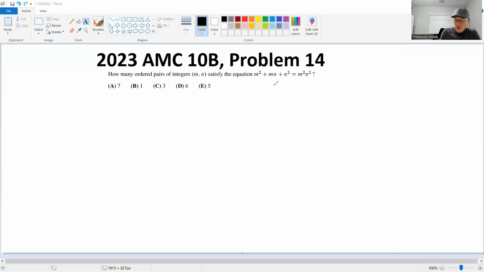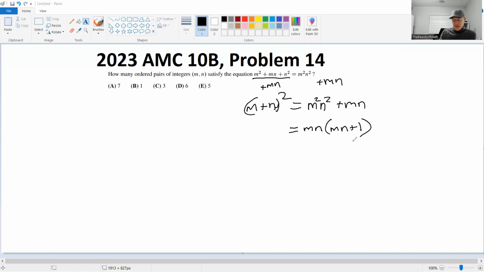So now let's go ahead and look at what's going to happen if we instead look at this first expression here. And I thought of this too. If you add mn to it, it becomes a perfect square trinomial. It becomes m plus n quantity squared. And the other side, you'll have this and you'll have plus mn because you have to add it to both sides. You can't just randomly add something, right? So at this point, if you look at the right side and you factor out mn, you're going to get mn times mn plus 1. Okay, so now we have this expression on the left that is a perfect square.